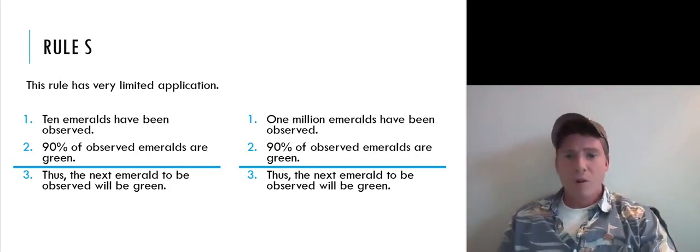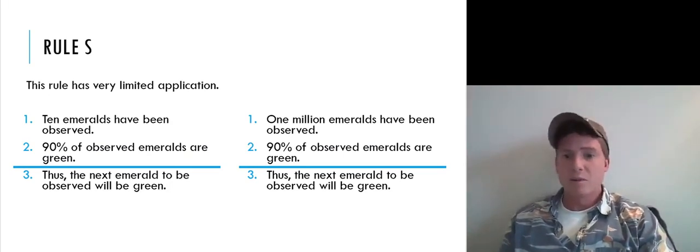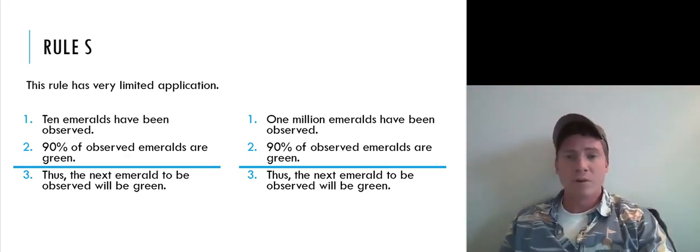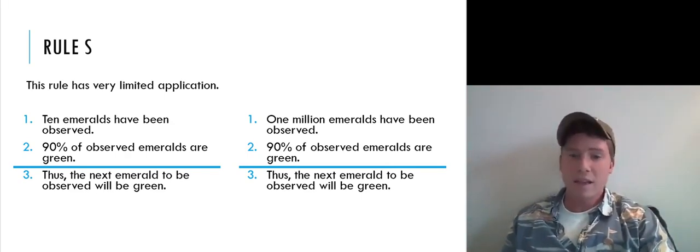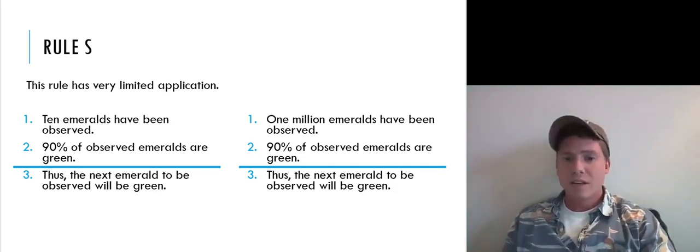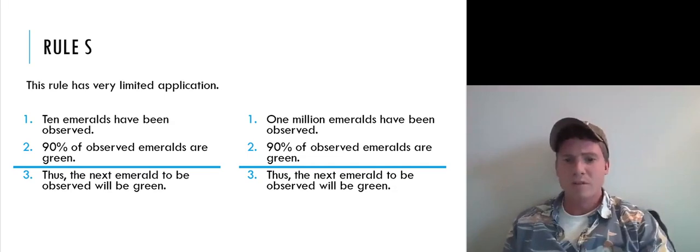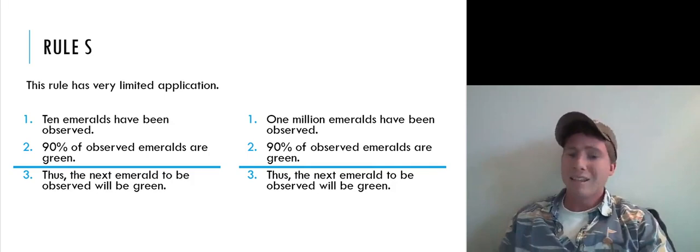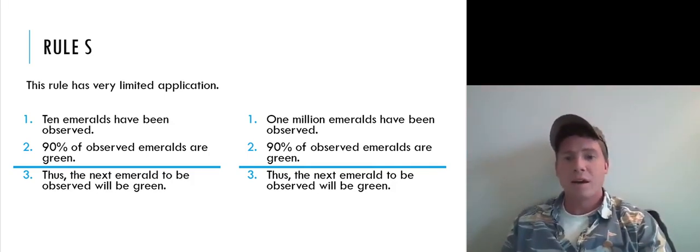Now, the first problem with rule S is that it has very limited applications. Obviously, it only applies to arguments that take on a very particular form, and there are lots of arguments that we want to assign inductive probability to via scientific inductive logic that don't take on that form. So, for example, consider even an argument like this: 10 emeralds have been observed, 90% of observed emeralds are green, thus the next emerald to be observed will be green. This doesn't take on exactly the form that was referenced in rule S, so rule S is not going to tell us exactly how to assign an inductive probability to it.